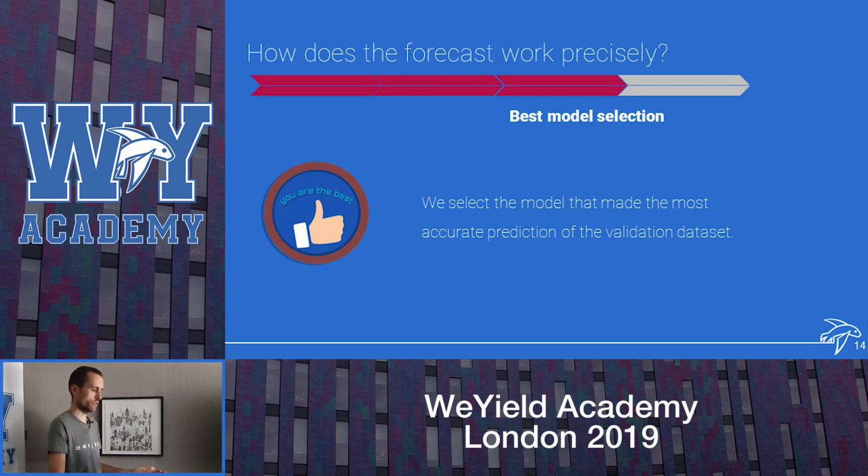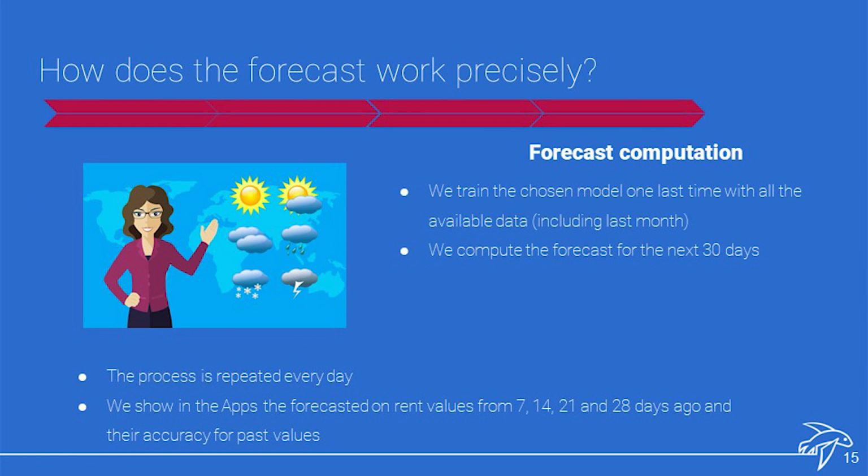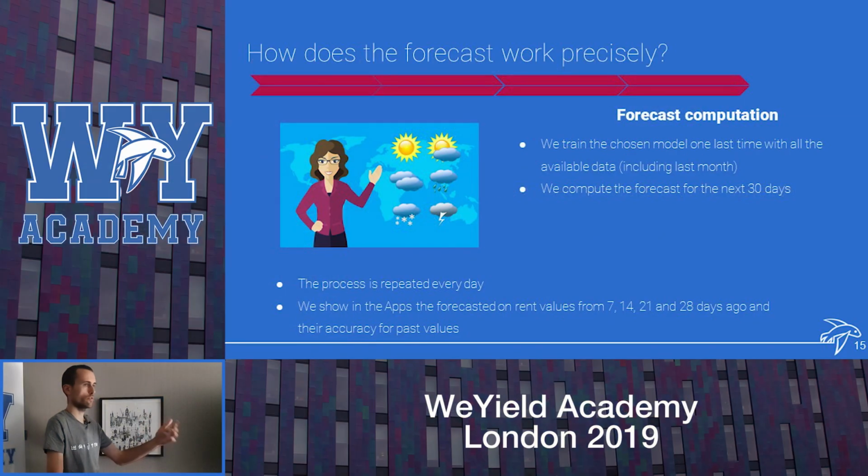When we have chosen this model, we train the chosen model again with all the data, so including the last month, in order to give it the trend of the last month. And then this model will make a forecast of the next 30 days. And this process is repeated every day. Every day, we put the 4 models into competition. We split the data into training and validation, take the best one into account, and make a forecast of the next 30 days.